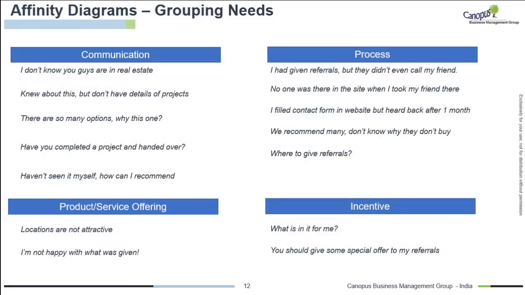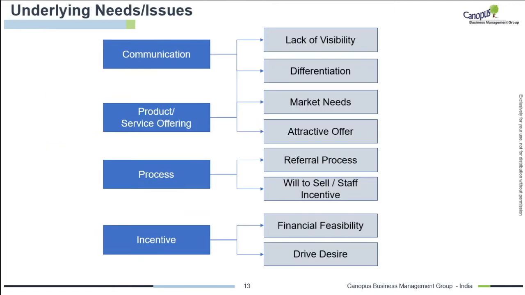And you would realize that many of you or most of you would agree that certain things would fall under a specific theme, and then you might also be convinced that this should be the topic for the theme. Like in this case, we decided it should be communication, process, product and service offering, and incentive. So that is the way for you to go and group these items. Remember that the process of doing the affinity diagram is more important than the outcome itself.